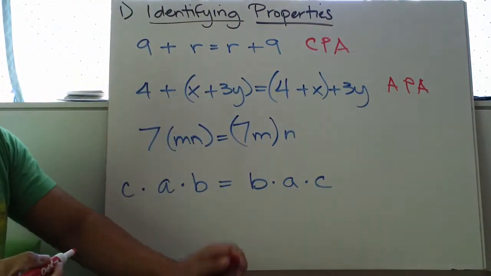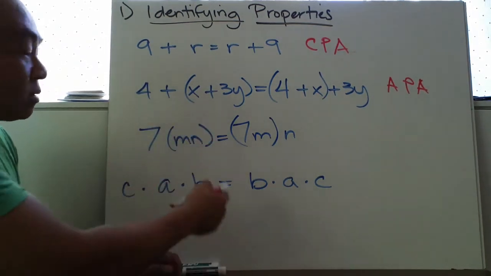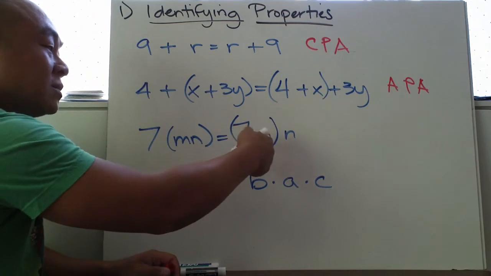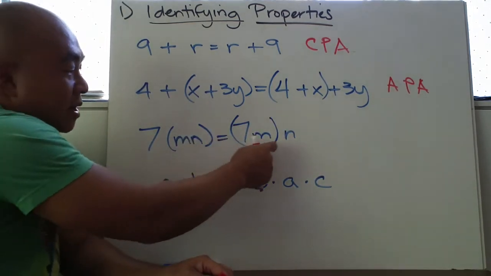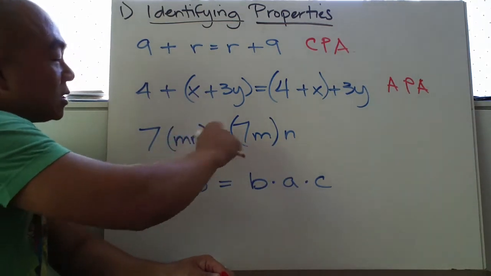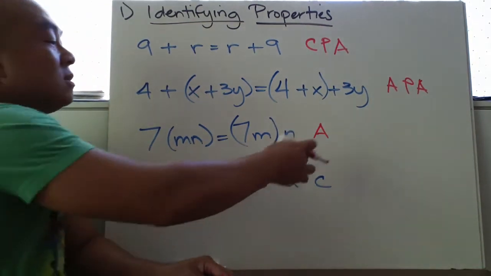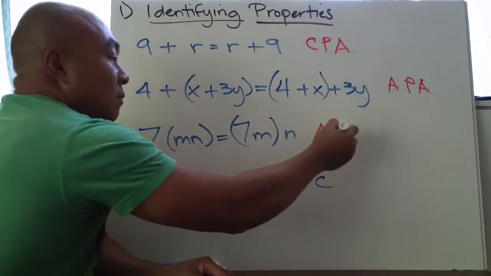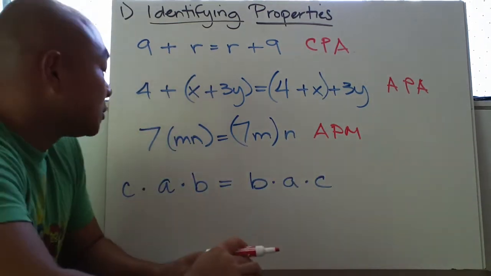APA. Here we have 7 times the quantity of m times n is equal to the quantity 7 times m, times n. Now if you look at it, 7mn, 7mn, the order is the same, but the grouping is different. Since the grouping is different, we're going to call this the associative property, because we're talking about the grouping that's different. If you notice we're multiplying, so we're going to call this APM, associative property of multiplication.